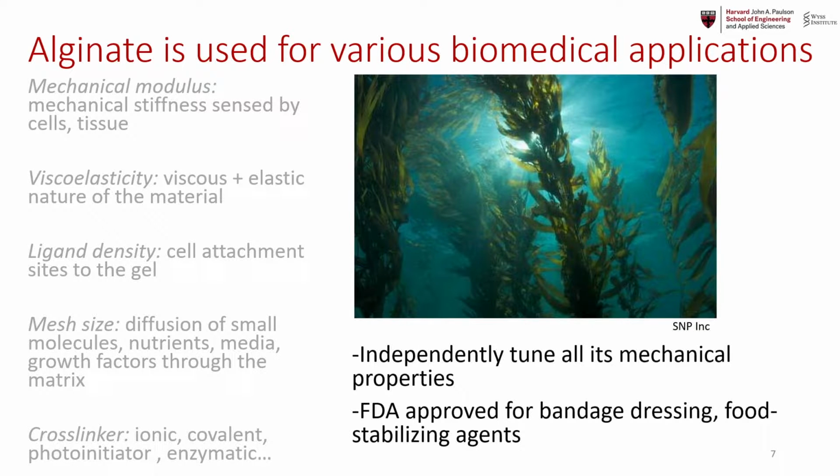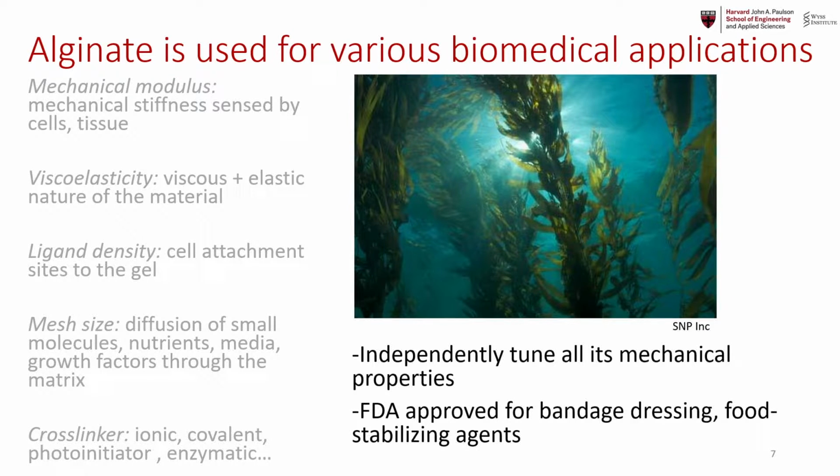During my PhD, and for the first two parts of this talk, I'll focus on alginate. Alginate is really advantageous because you can independently tune all 5 of these mechanical properties. So you can pick a viscoelasticity, and without changing that viscoelasticity, you can change the mechanical modulus.